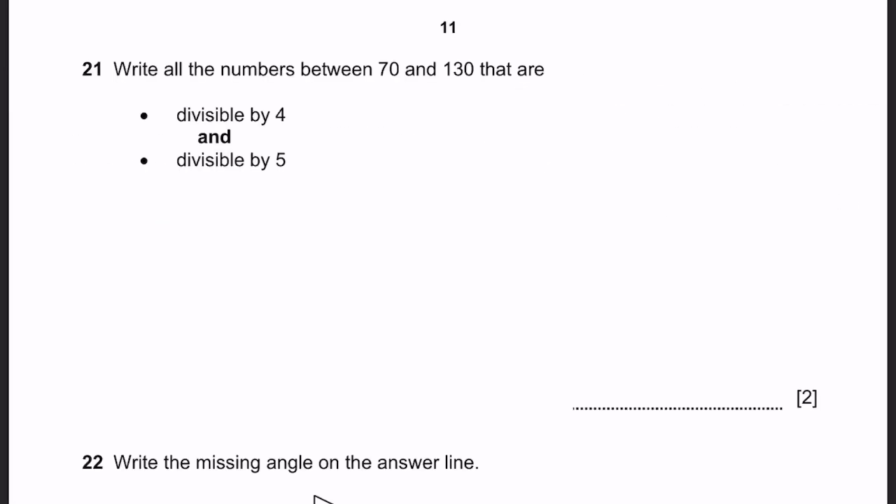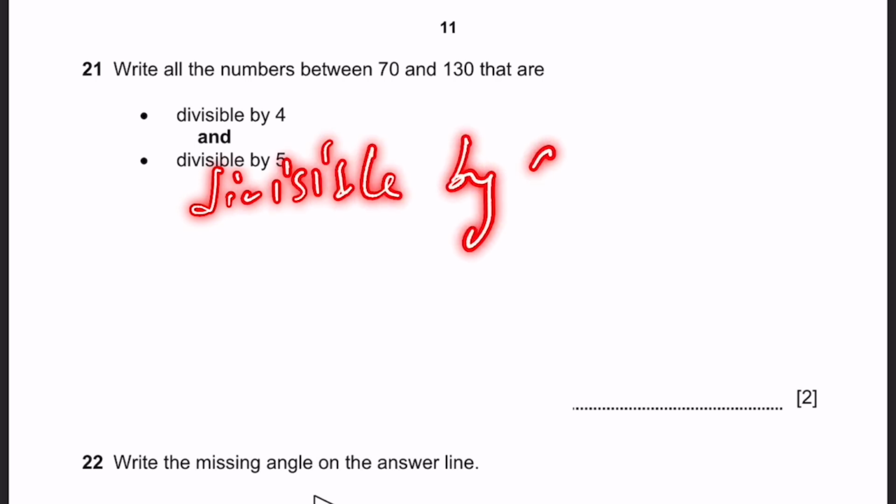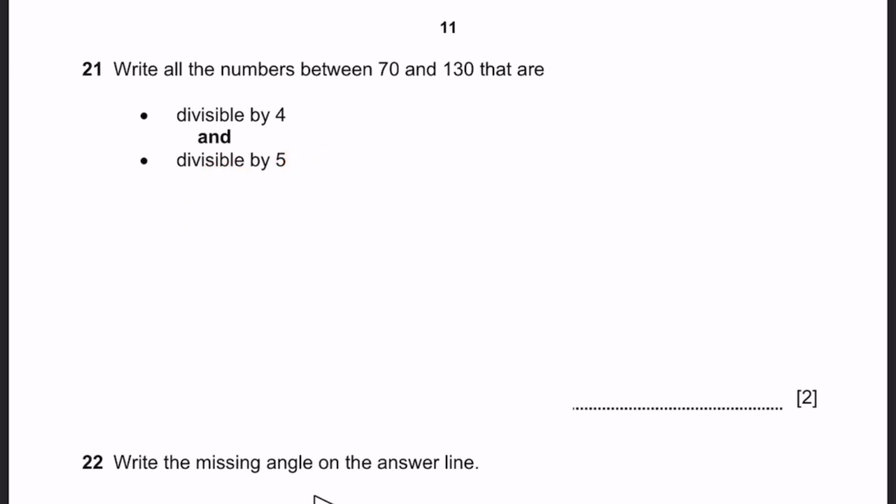Question 21. Write all the numbers between 70 and 130 that are divisible by 4 and divisible by 5. That means divisible by 4 and 5, which means divisible by 20. So I'll just write divisible by 20 down.